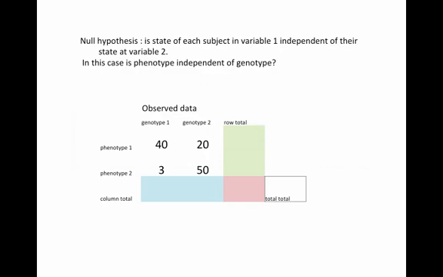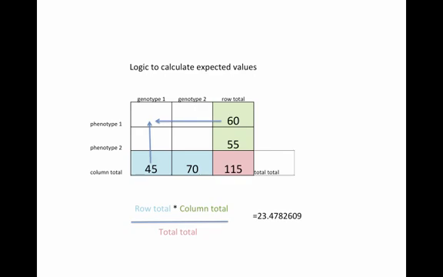I have my row and column totals. What I'm then going to do is say, if my null hypothesis is correct and the value of the number of individuals in this cell is independent, or phenotype is independent of genotype, then the value of the numbers in this cell should reflect the number of individuals who are genotype 1 and the number of individuals who are genotype 2, weighted by the total number of individuals that I calculated data on.